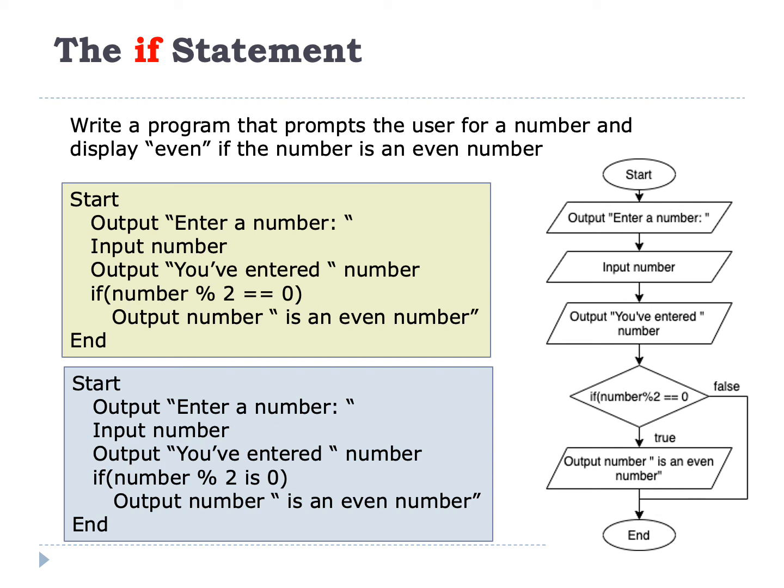As we haven't learned about equality yet, you can write the if condition in some sentence, such as if number modulus 2 is 0. This is fine as well. From here, we can draw the flowchart.